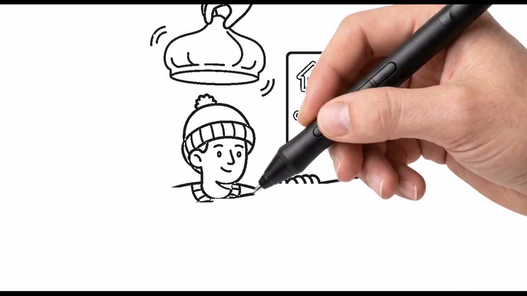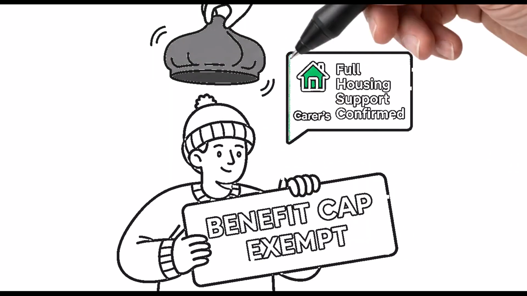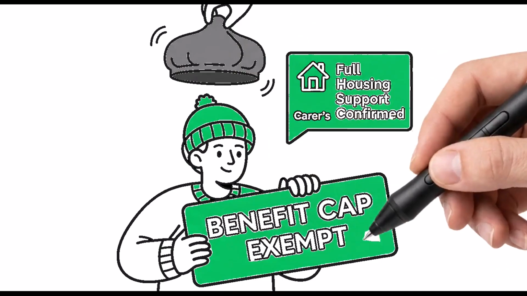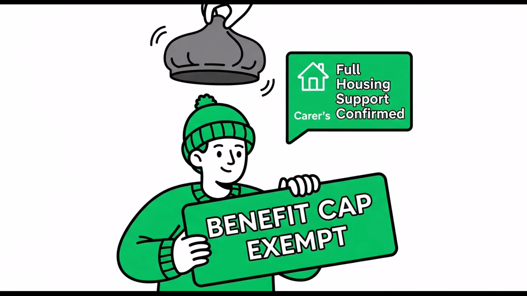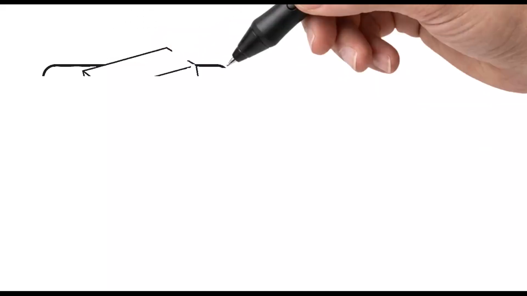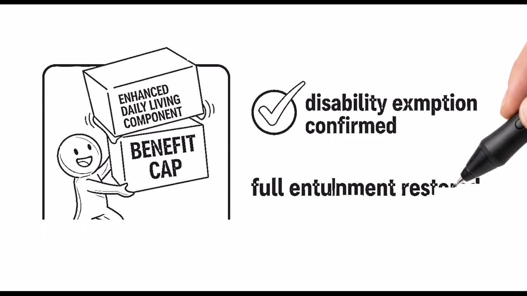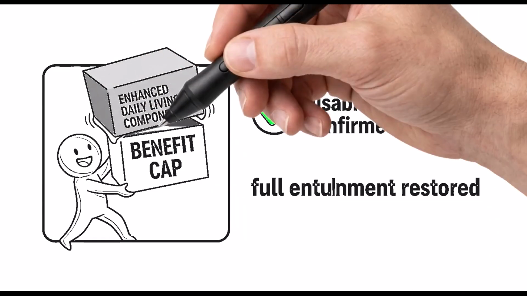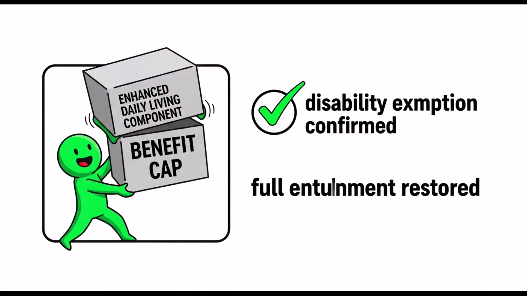Now let us discuss the benefit cap, because this is silently reducing housing support for thousands of renters who do not fully understand what is happening to their claim. The benefit cap is an overall limit on the total amount of benefits a working-age household can receive, and it directly reduces your housing element if you exceed it.